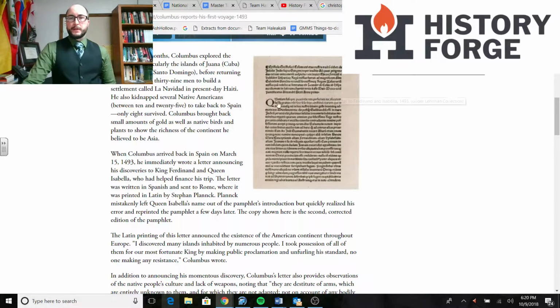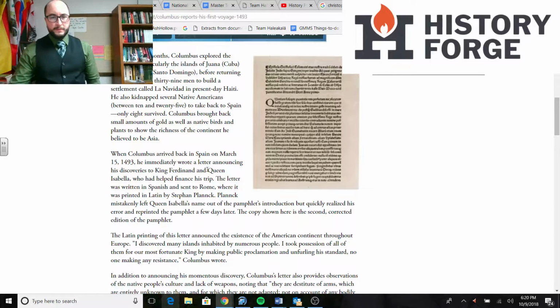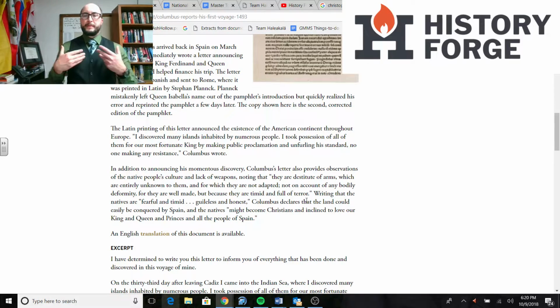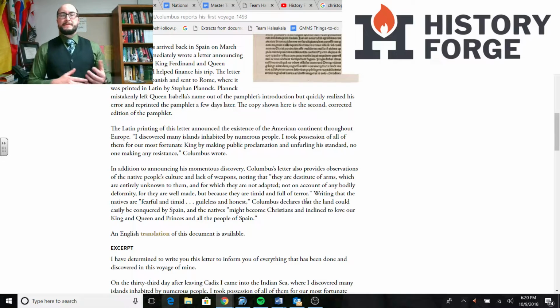So again, we're not going to use this primary source. We're just learning a little bit about Columbus. In fact, I'm going to skip down to this very last paragraph. In addition to announcing his momentous discovery, Columbus's letter also provides observations of the native people, culture, and lack of weapons, noting that, quote, "they are destitute of arms, which are entirely unknown to them, and for which they are not adapted. Not on account of any bodily deformity, for they are well made, but because they are timid and full of terror." So he's basically saying these people are full of terror, they have no weapons. So he's making it very clear that these people could be conquered very easily.